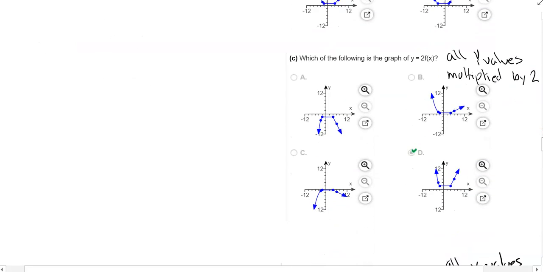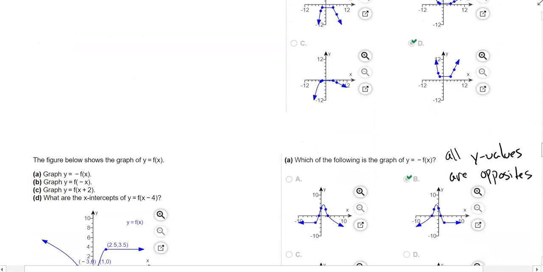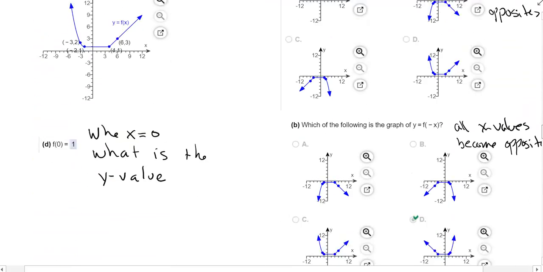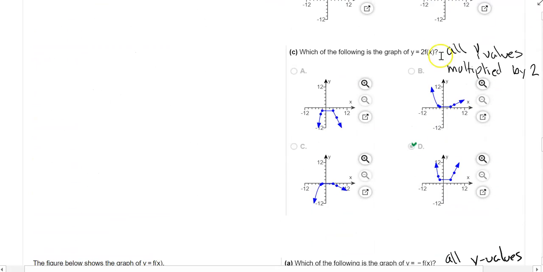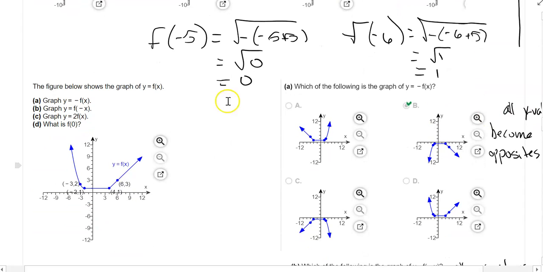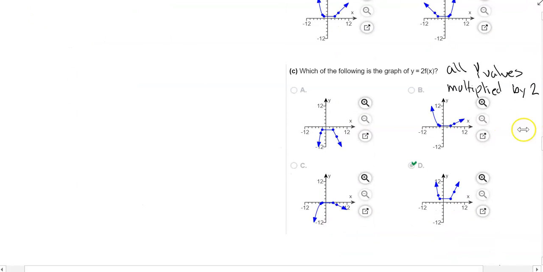In C, we are multiplying all y values by 2. So once again, the x values remain the same. I multiply this by 2, I get 6, so this is now 6, 6. I multiply this 1 by 2, I get 2, this becomes 4, 2. I multiply this 1 by 2, I get 2, this becomes -2, 2. And this becomes -3, 4. So when we're looking at C, we can see that this is the result of multiplying all the y's by 2.